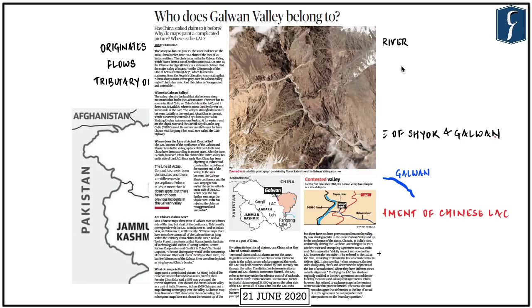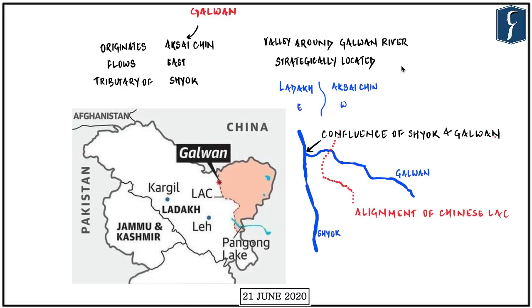Now the next article we have taken up is, who does Galwan Valley belong to? And it appears on the FAQ page, that is page number 12.